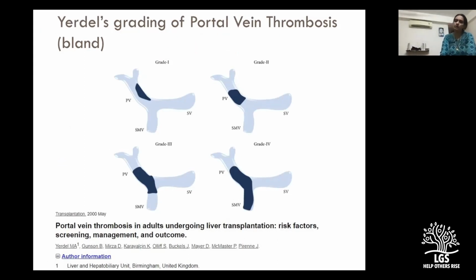Now, this is important for the surgeon because it has its own surgical implications. The surgical techniques that will be employed will depend upon the extent of grading, even if it is a bland portal vein thrombus.